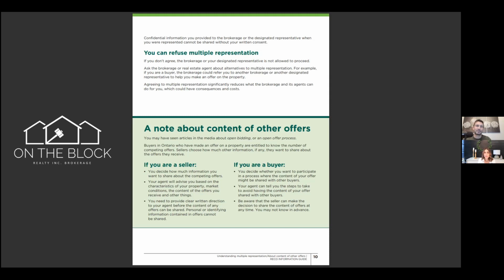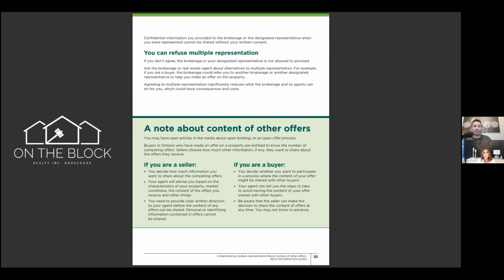Another new element to the Trust in Real Estate Services Act is the concept of open offers. Historically, only the number of competing offers had been detailed and could be shared with competing buyers in a transaction. Under the new regulations, a seller can elect to disclose the substance of competing offers to all parties making an offer. There are some key points to note here.